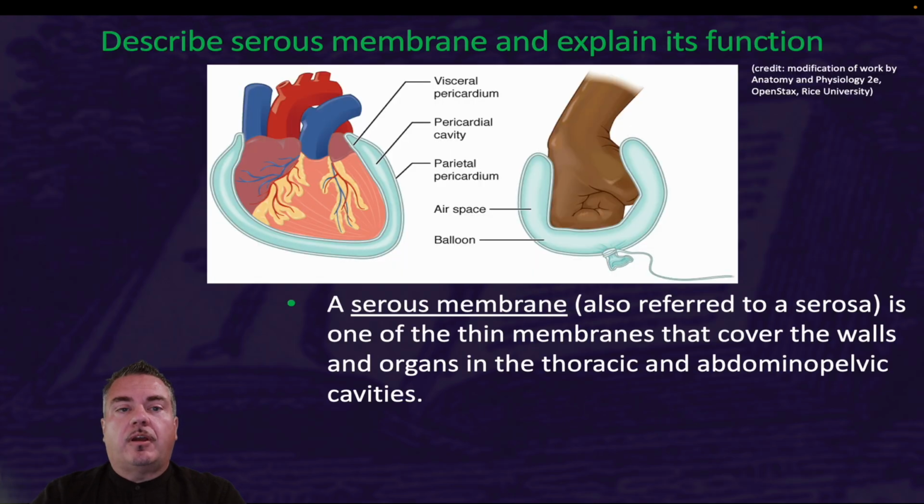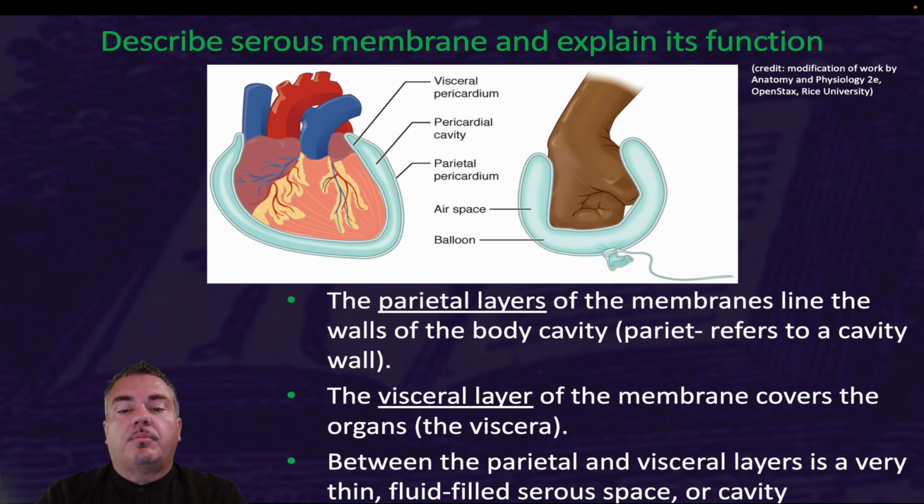You also need to be able to describe serous membrane and explain its function. A serous membrane, also referred to as serosa, is one of the thin membranes that cover the walls and organs of the thoracic and abdominal pelvic cavities. The parietal layers of the membranes line the walls of the body cavity. Parietal refers to a cavity wall, and the visceral layer of the membrane covers the organs or the viscera. Between the parietal and visceral layers is a very thin, fluid-filled serous space or cavity.